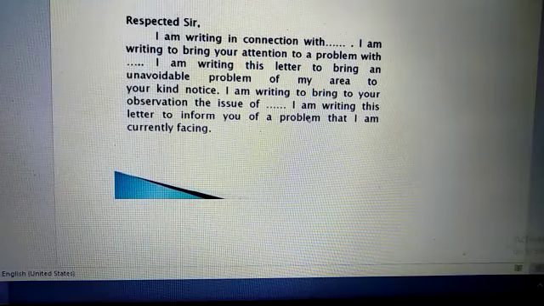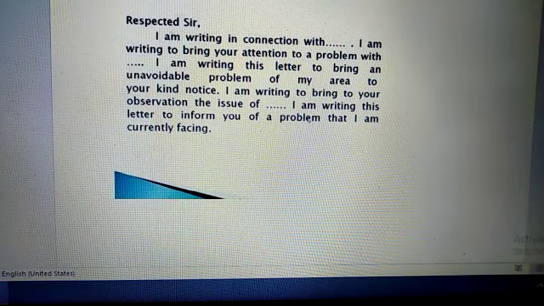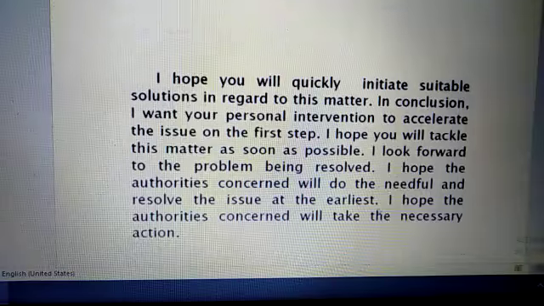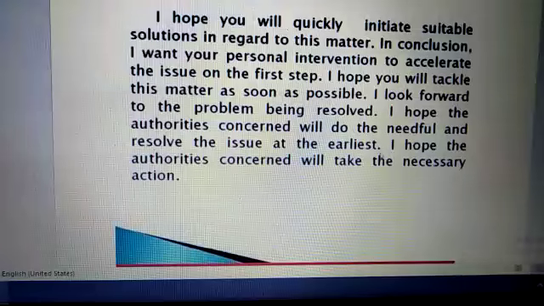You can use such sentences, which are polite and formal, in a more formal, polite way. I hope you will quickly initiate suitable solutions in regard to the matter. In conclusion, I want your personal intervention to accelerate the issue on the first step. You can use such ideas.